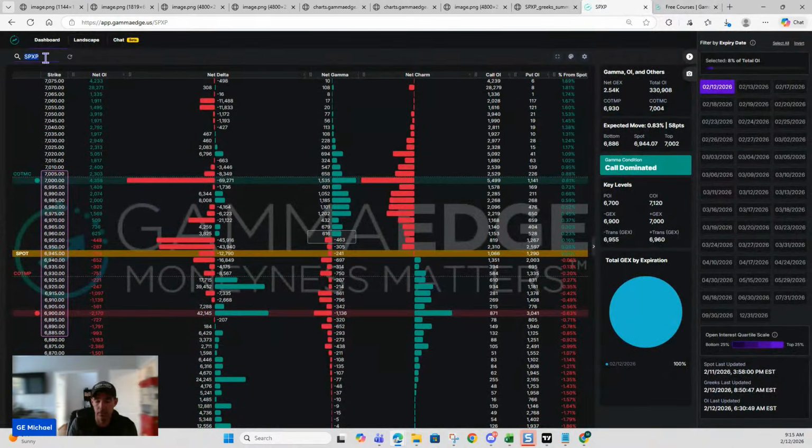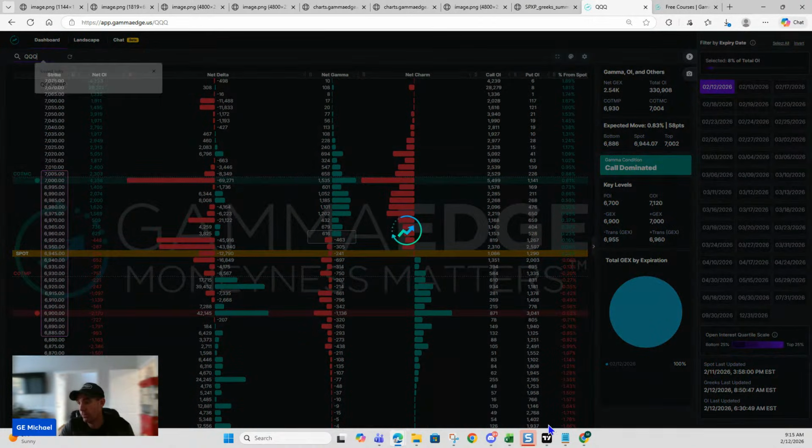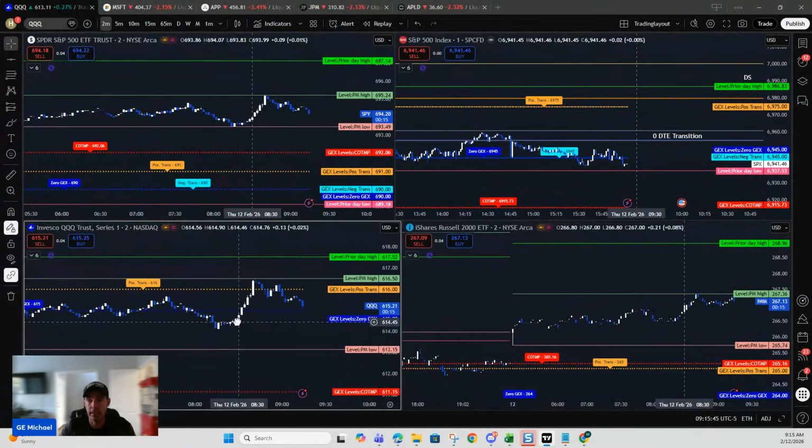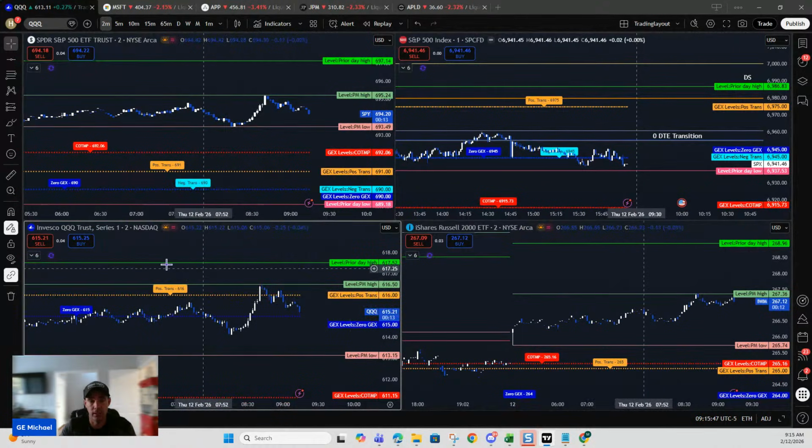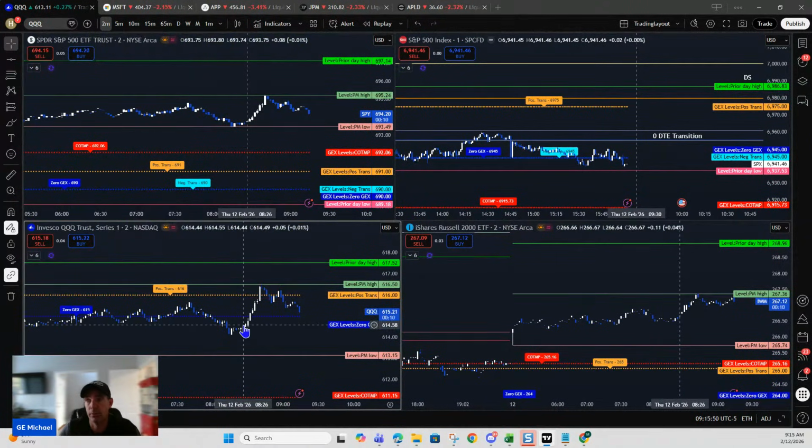So, all right, let's go ahead and look at the Qs heading into today. Qs were actually trying to move. Let's go ahead and look at this one. Qs were actually trying to move key areas today, 616, 615. Keep those on your chart as you head into today.